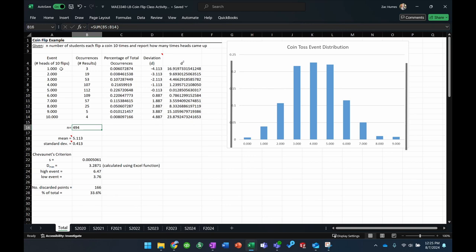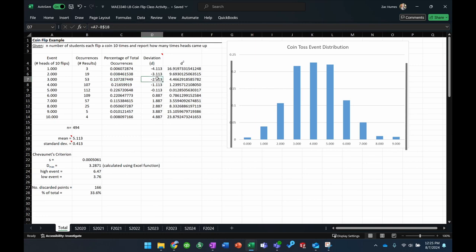So we've got the event, number of times we got heads out of 10 flips, and then we have the occurrences. So how many people in the classes got 3 heads out of 10 flips. And then we've got percentage of total occurrences. So this is essentially our probability. We have 53 times someone got 3 out of 10 flips heads, divided by the total occurrences that happened. And so the probability of getting a 3 out of 10 is 0.107 or 10.7%.